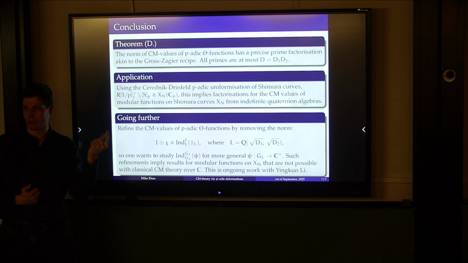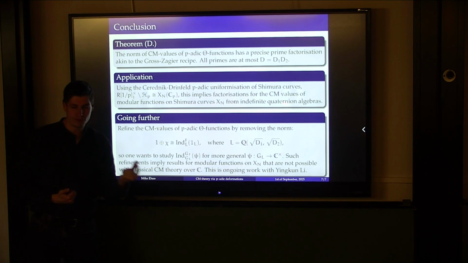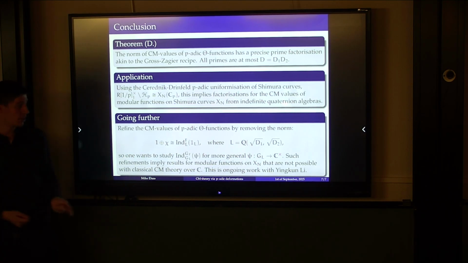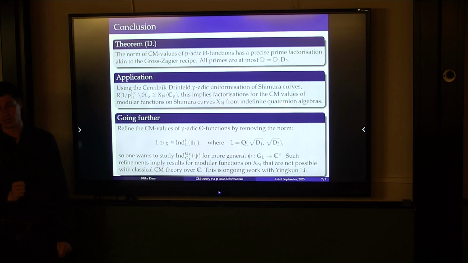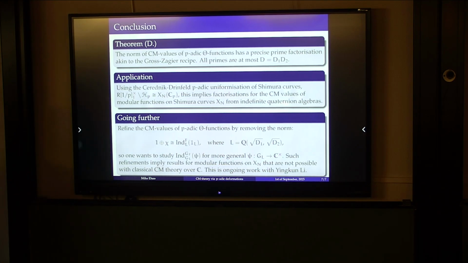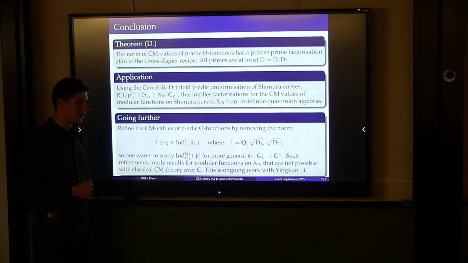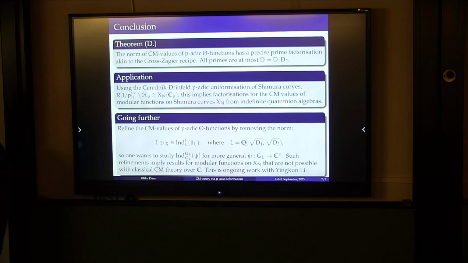one of these Galois conjugates. It's an actual expression for the CM value of this modular function, which you prove in this p-adic way and which you can make sense of over the complex numbers. So this is, to me, very exciting, that you can refine classical CM theory in this way. This is ongoing work with Ying-Kun Lee, of course. And I hope to be able to report concrete results to you the next time we meet each other. So thank you for your attention.